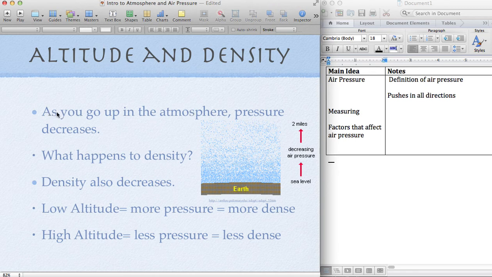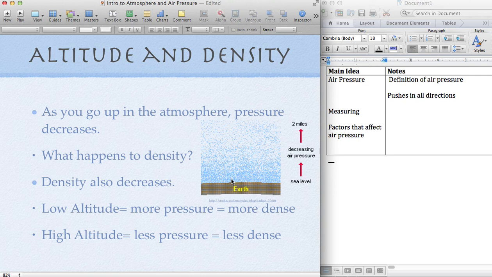So let's look at density. Density, remember, is how tightly packed together the molecules are. As we go up in the atmosphere, we know that pressure decreases because there's less air above us to push down. It turns out the density also decreases. Since there's less pressure, the molecules in the air spread out more. We can see this in this diagram. Here's the surface of the Earth, down here, this brown arc. The blue dots represent air molecules. Down close to Earth, there are a lot of them. They're very tightly packed together.